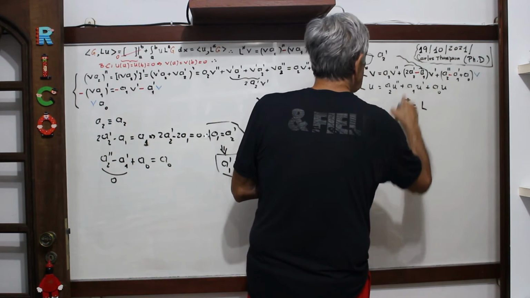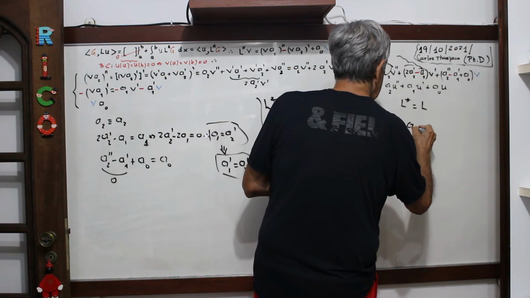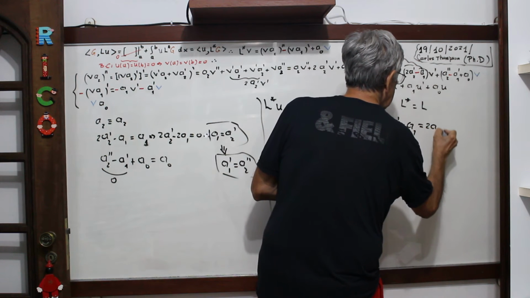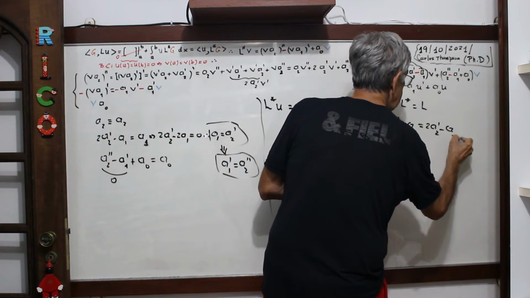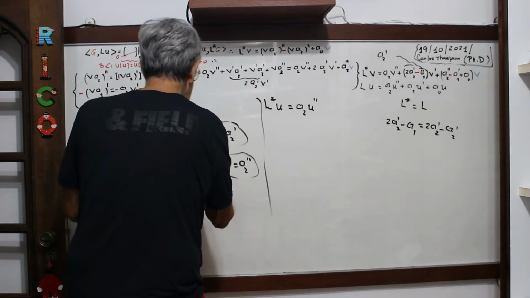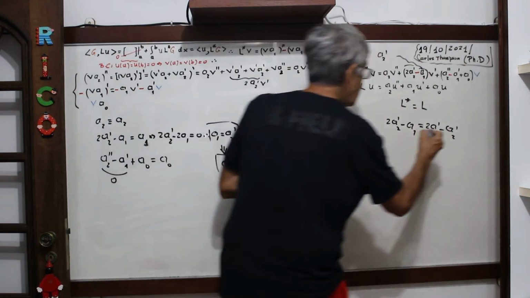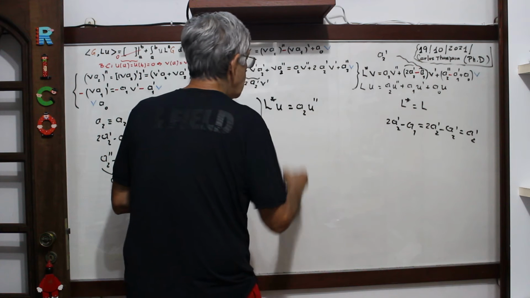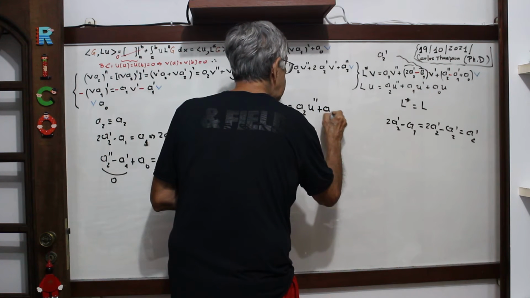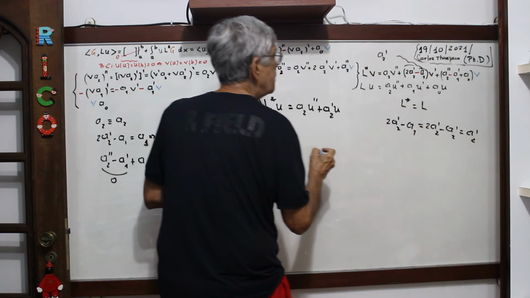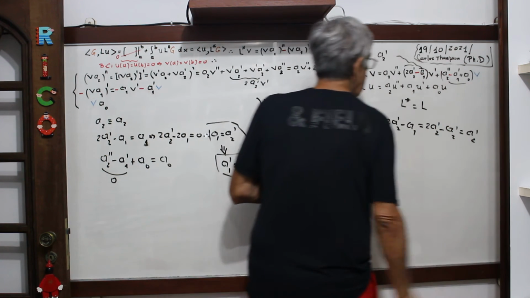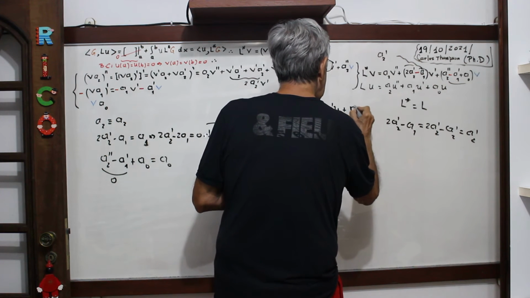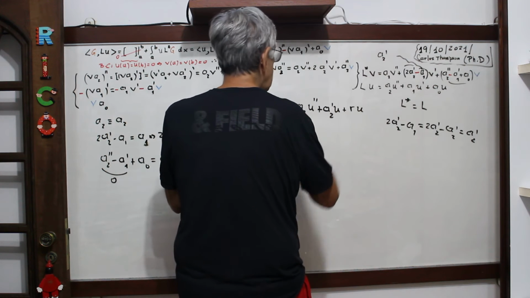I'll write minus A1. Now A1 is equal to A2 prime, you see, from here. So the term over here will be A2 prime. So this is A2 U double prime plus A2 prime U prime. This term over here I'll call R, plus RU. That's LU.